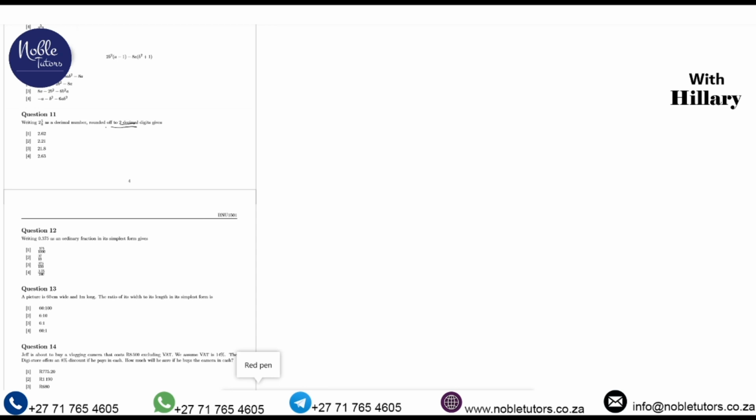Okay, going further, question number 12, they are asking us to write 0.375 as an ordinary fraction. So 0.375 as an ordinary fraction. What you need to do is to look at the numbers after the comma. How many numbers after the comma? So you say multiplied by 1. Then that 1, you need to add zeros after the 1.